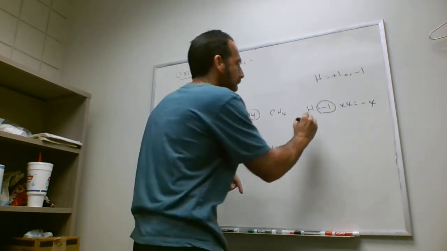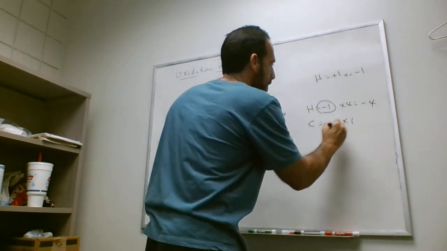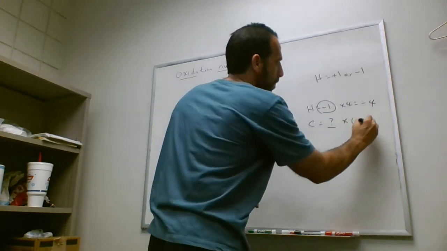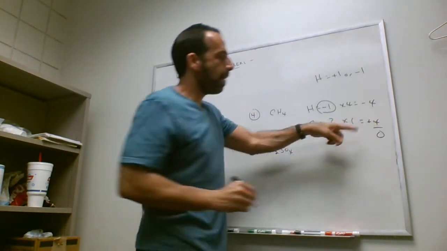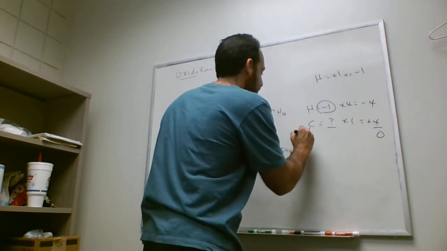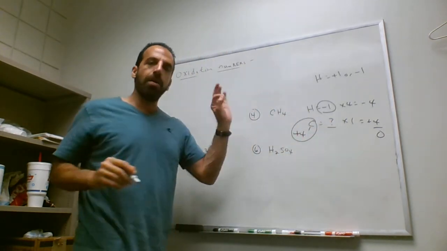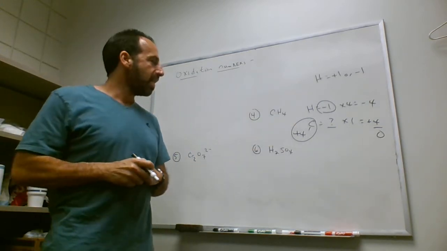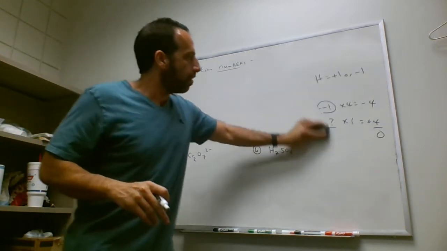I got 1 carbon, and again, this is neutral. So to make it work out, that carbon has to have an oxidation number of positive 4. So carbon is positive 4. So again, pay attention. Carbon is positive 4 in this case because I have 4 hydrogens. Each one is negative 1. Let's take a look at this other one here.